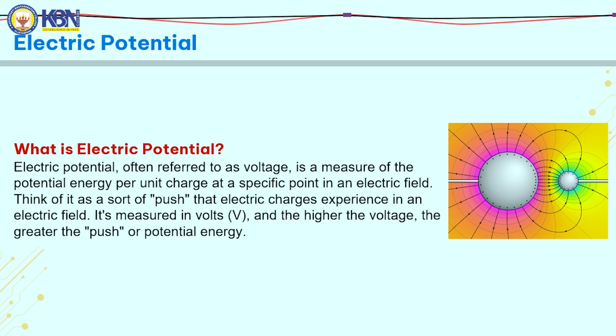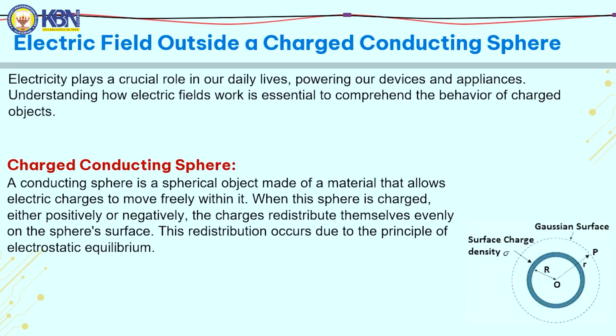The next one is electric potential. Electric potential is a measure of electric charge per unit area at a specific point in an electric field. Think of it as a sort of push that electric charges experience in an electric field. It is represented by the letter V. The higher the voltage, the greater the push. The lesser the voltage, the lesser the push. They are directly proportional to each other.